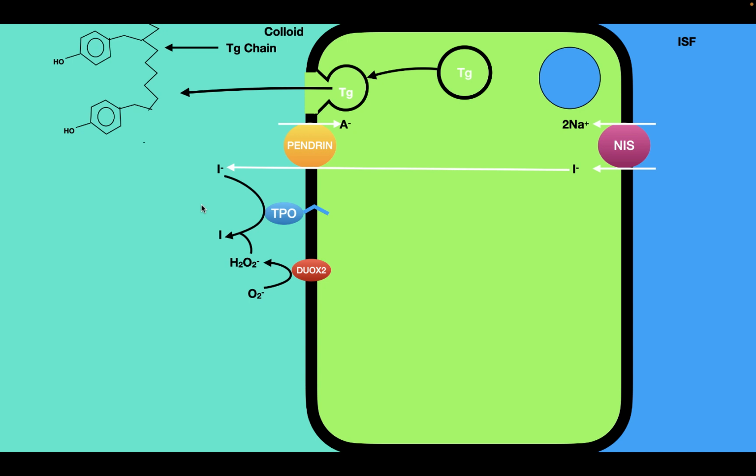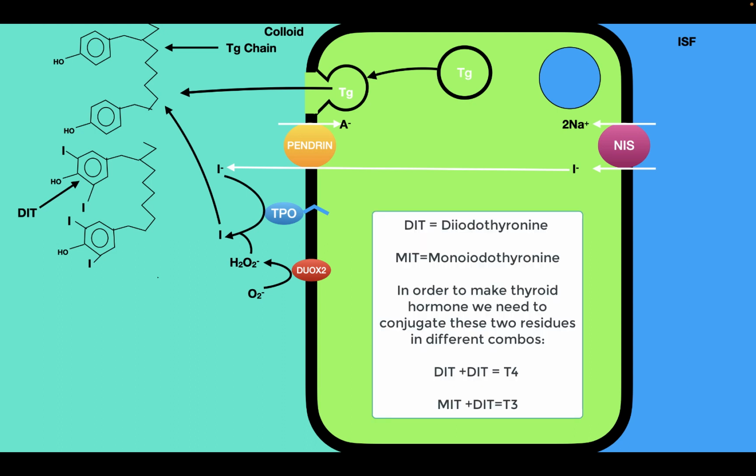So the residues on the thyroglobulin chain and iodine react together to form iodinated tyrosine residues, which we see right here. What we see with these tyrosine residues is that they're iodinated by 2 iodines on each, and each of these residues is going to be called DIT. The reason why it's called DIT is because there's 2 iodines on these residues.